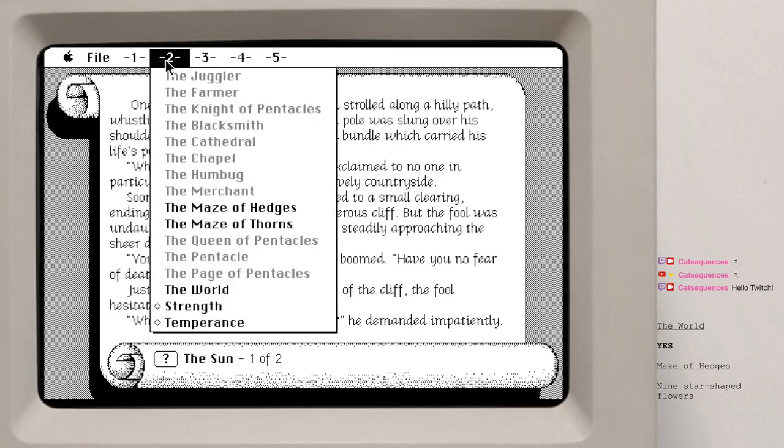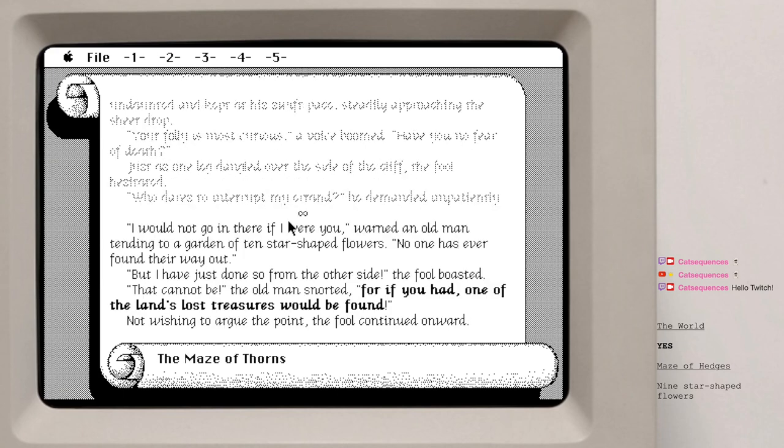Okay, so we're doing really well. We did the Maze of Hedges. The Maze of Thorns doesn't have a puzzle. Okay, well let's read this.